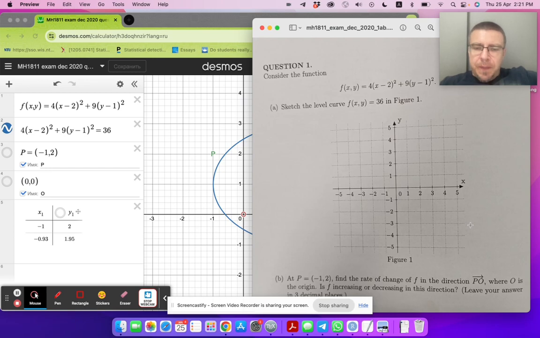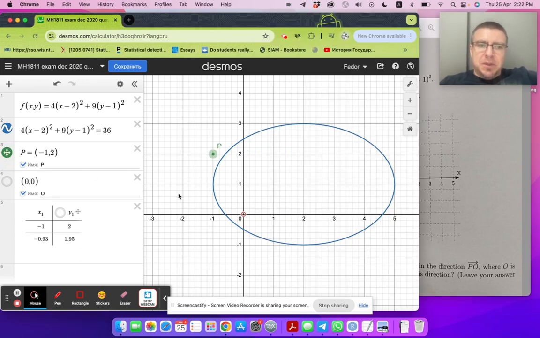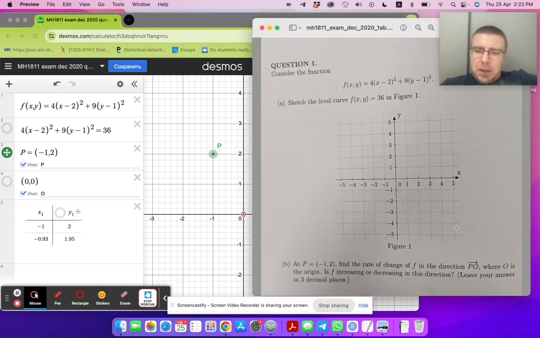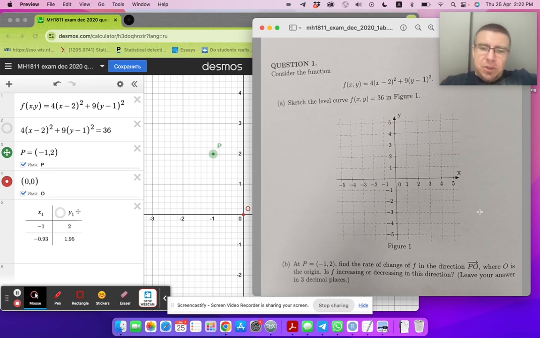In part B, we need to find the rate of change of this function at the point -1, 2. Here is the point P, -1, 2 in Desmos calculator. Let me hide the level curve. We need to find the rate of change in the direction PO, where O is the origin. In other words, we need to take the direction from the point P to the origin. And the question is, is F increasing or decreasing in this direction?